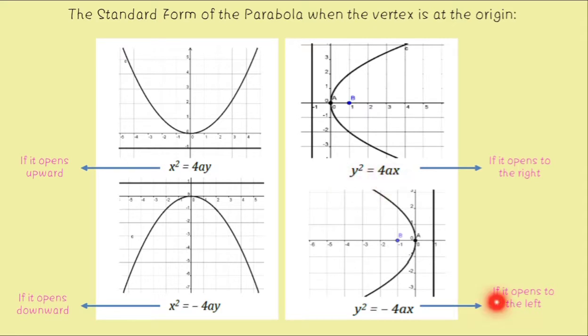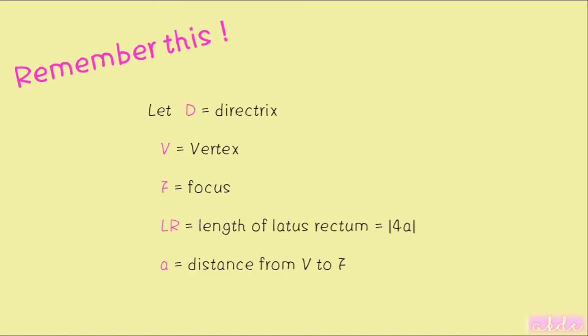And if it opens to the left and the vertex is at the origin, the standard form is y squared equals negative 4ax. So see the difference. If it opens upward or downward, it is x squared. While if it is open to the right or to the left, it is y squared. So let us remember this.